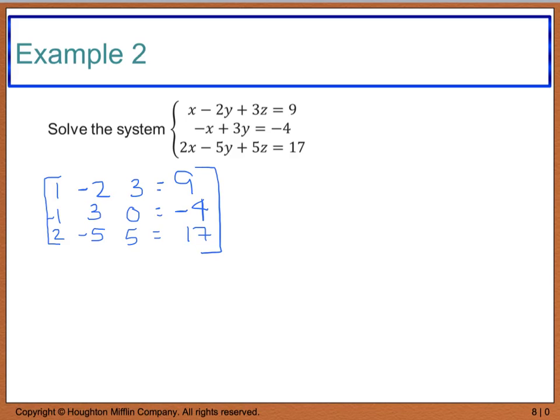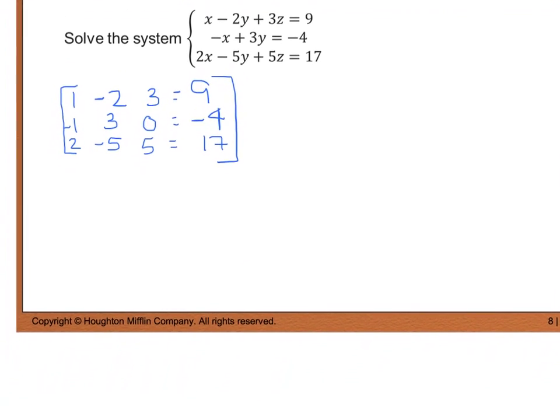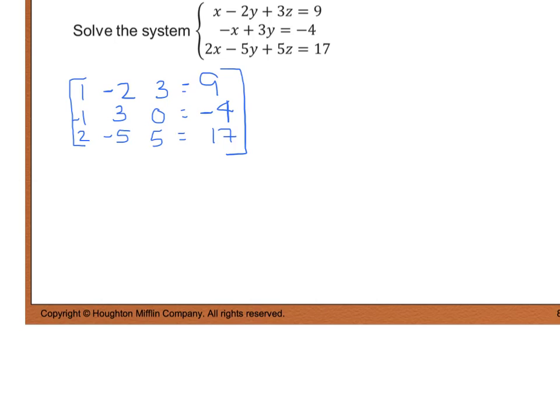Now, to start putting this into row echelon form, I see that I already have my leading coefficient of 1. So at this point, I don't see any reason to change that. What I now need to do is eliminate this term here, and I can do that by adding my first equation and my second equation. I cannot stress enough, please make sure that you show me the work that you're doing.